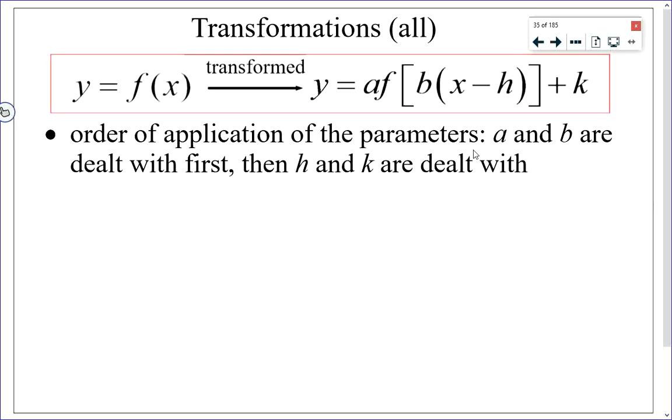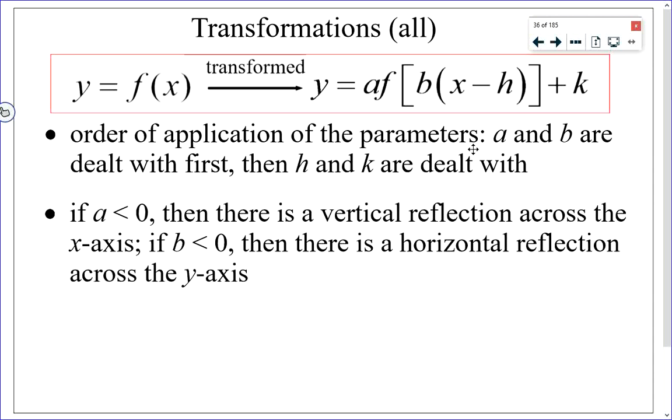I'm going to talk about a and b here in a second, but before we do, you need to take care of the changes that the four parameters create in a certain order. Whatever changes happen due to a and b have to be taken first. Now, you can do a first and then b, or b first and then a. I don't care, and it doesn't matter, as long as a and b are handled before you start talking about h and k.